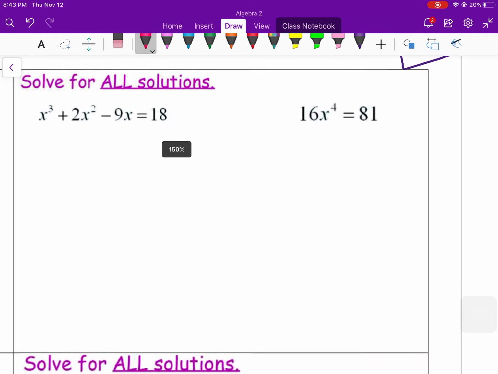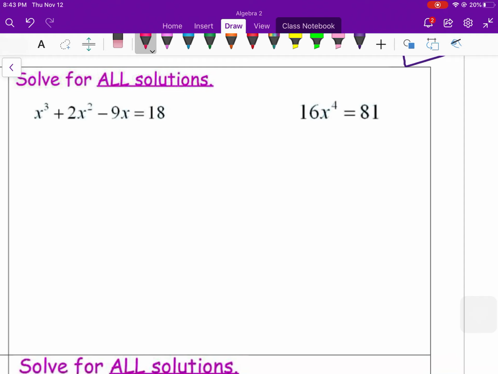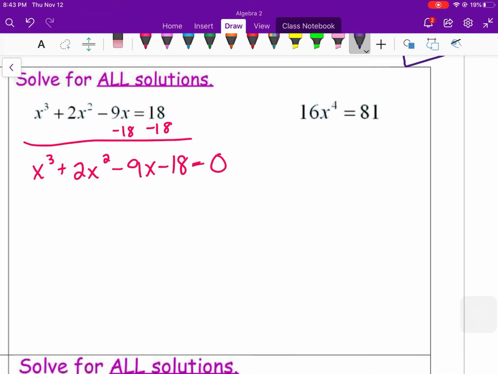Okay, solving this one on the left here. So to solve by factoring, we do know that we want to have it equal to 0, so I'm going to start by subtracting the 18. There are no like terms here, so it's just x cubed plus 2x squared minus 9x minus 18. Since there are 4 terms, it is a factor by grouping problem. So group the first two and group the second two. Then take out the greatest common factor from each group.